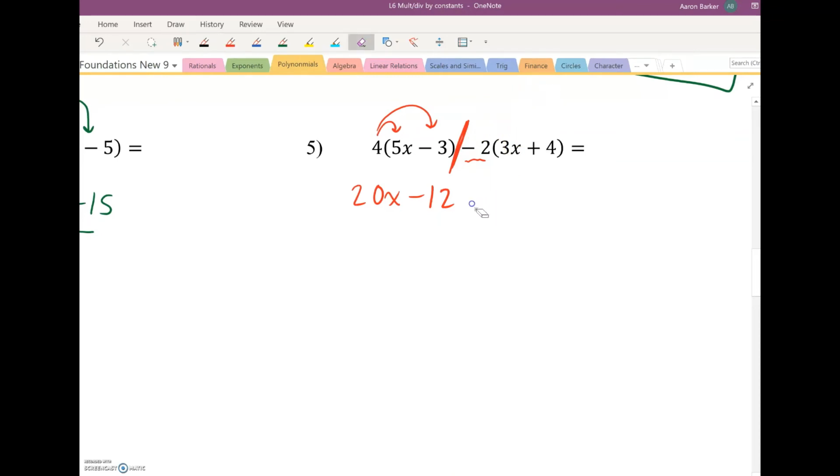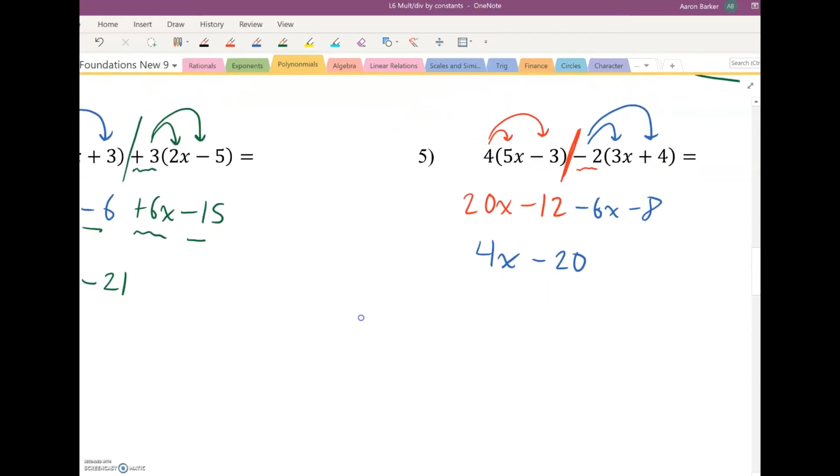So then I multiply in. Okay, let's do this one in blue. So I multiply to get negative 6x. I multiply by negative 2 to get negative 8. Now I'll collect like terms. 20 minus 6 will be 4x, and negative 12 minus 8 will be negative 20. So there is a simplified final answer, 4x minus 20.